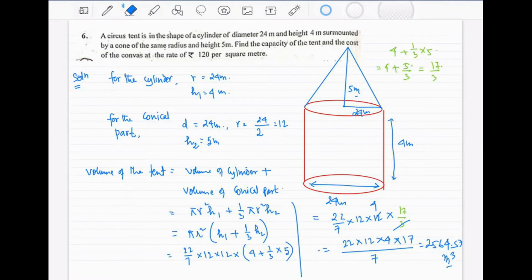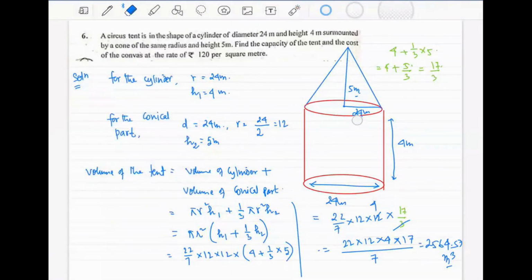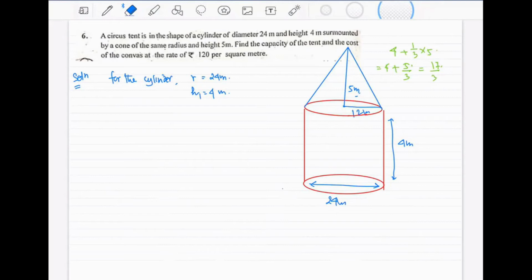So you have to rub this out. This is not 24. This is 12. All right, then I'm rubbing this off, the bottom portion, I'm rubbing it off. So for this portion right here, finding the capacity part is done.